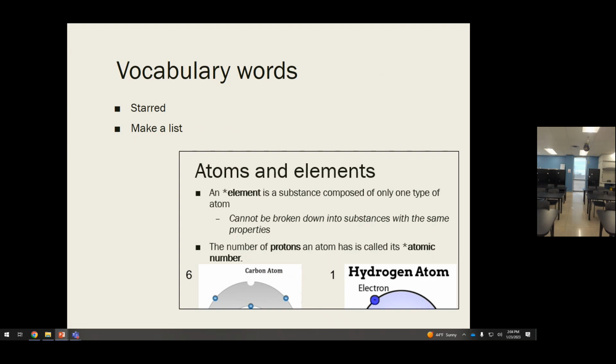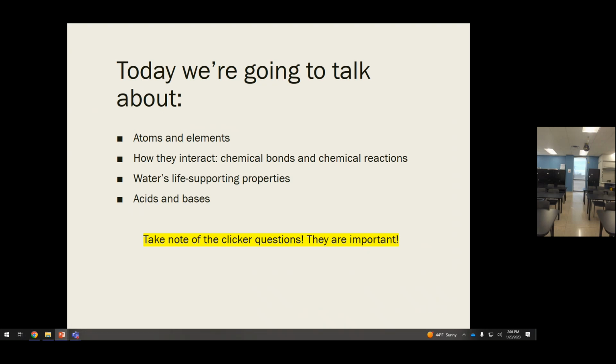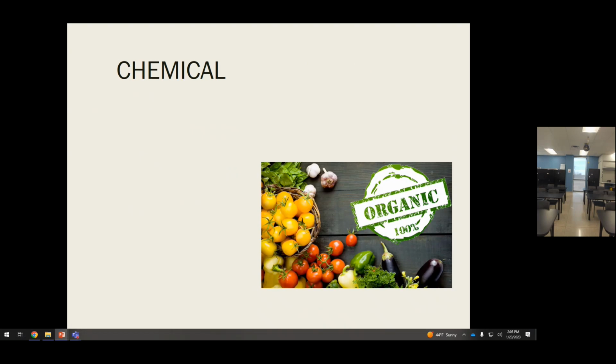Also, I'm aware that some people like to make vocabulary lists. So I've starred vocabulary words throughout the presentation, and you can go through and make yourself a list of those if you are one of those people. Here's a list of things we're going to talk about today. I want you to make special notes of the clicker questions because they are very important for the quiz, which you will be taking at the end.